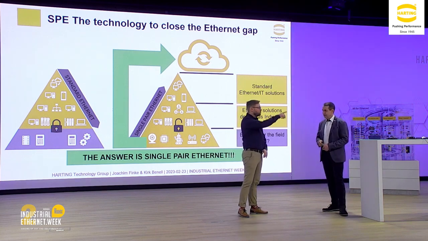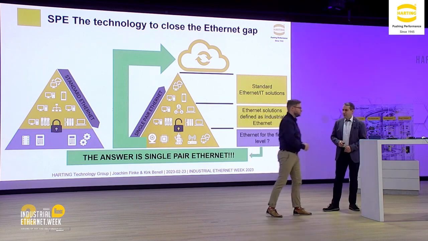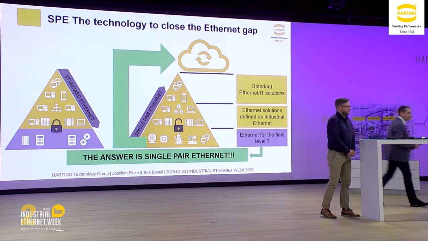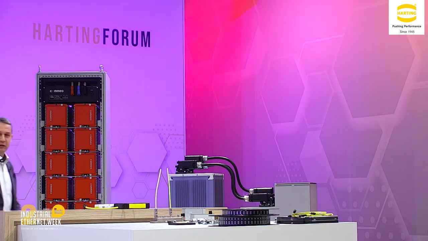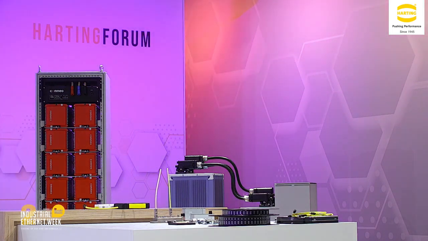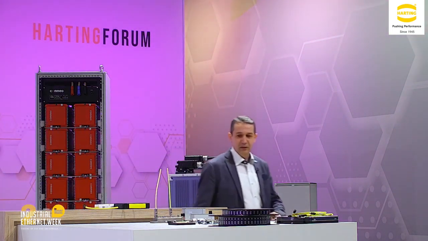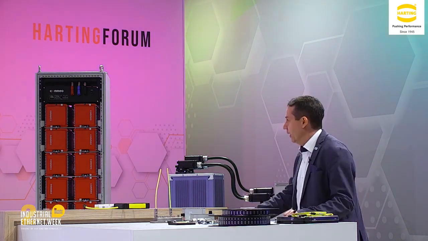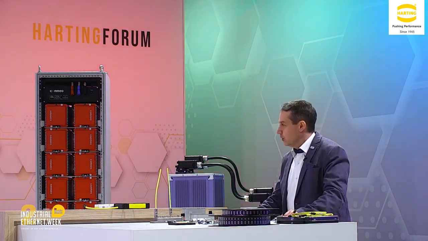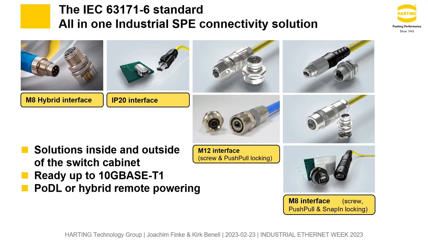Perfect, and I see that you brought some products over there, right? Yes, of course. Today, our focus is to talk about device integration. And for this, as a former product manager, I have a lot of products with me. So we at HARTING, together with others, developed our own standard for single-pair Ethernet interfaces. This is the so-called IEC 63171-6 standard. And inside the standard, you have many solutions for all kinds of industrial applications.